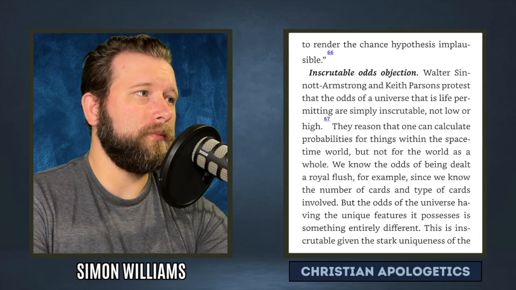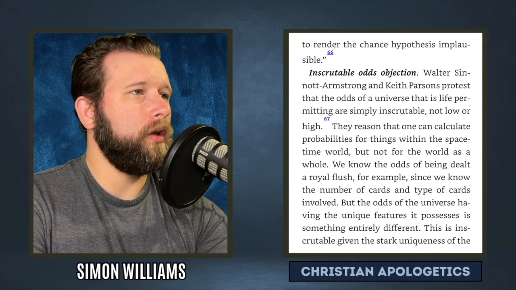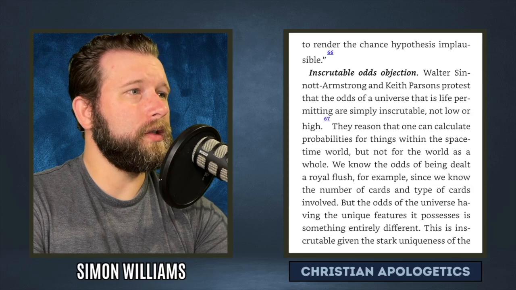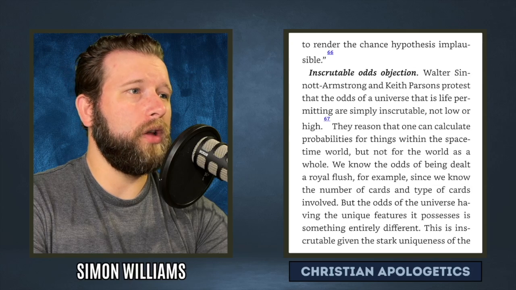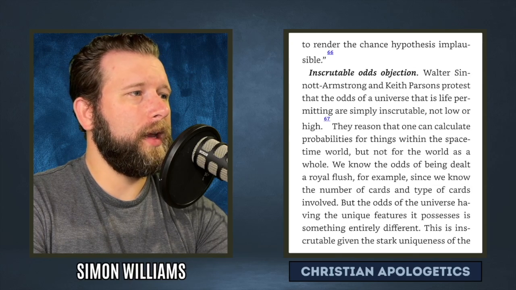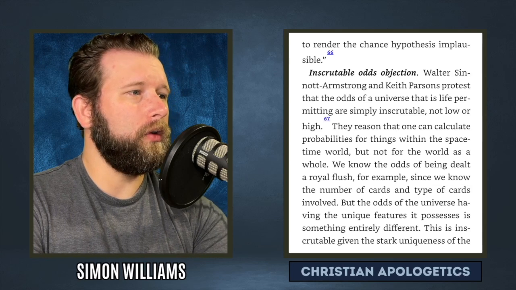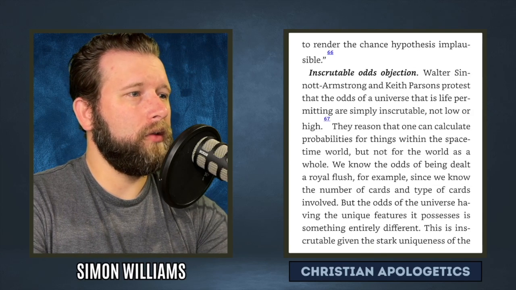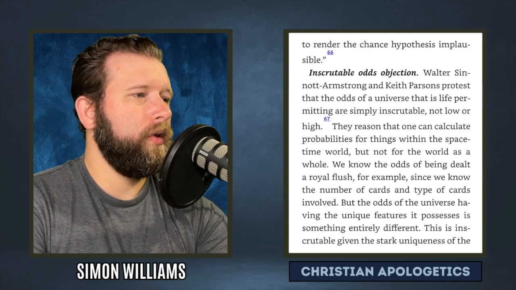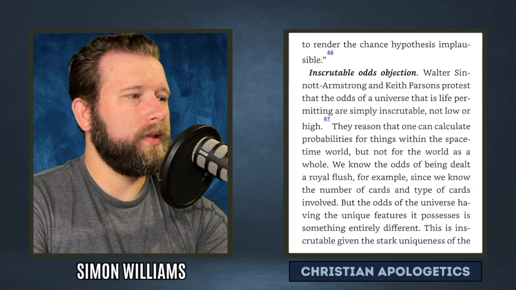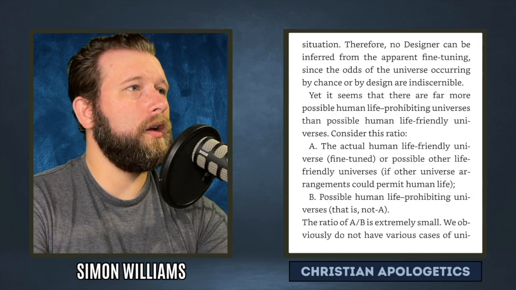Inscrutable odds objection. Now, remember, I talked a little bit about this earlier. Walter Sinnott-Armstrong and Keith Parsons protest that the odds of a universe that is life-permitting are simply inscrutable, not low or high. They reason that one can calculate probabilities for things within the space-time world, but not for the world as a whole. We know the odds of being dealt a royal flush, for example, since we know the number of cards and type of cards involved. But the odds of the universe having the unique features it possesses is something entirely different. This is inscrutable given the stark uniqueness of the situation.